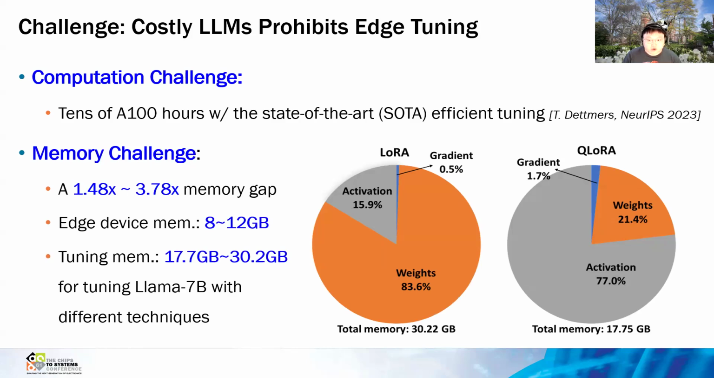Specifically on the right side, we find that using two of the most commonly used parameter efficient tuning methods, LoRA and QLoRA, they always suffer from at least nearly 1.5 times memory gap. It's also worth noting that for LoRA, the main dominant memory overhead comes from weights, and for QLoRA, which is a more efficient compression tuning framework, the most overhead comes from storing activations needed for tuning.